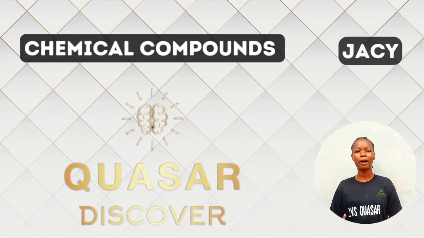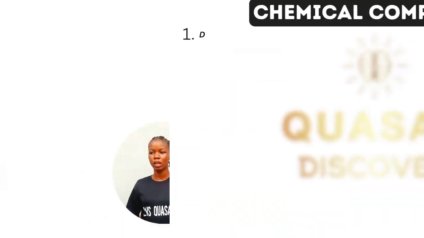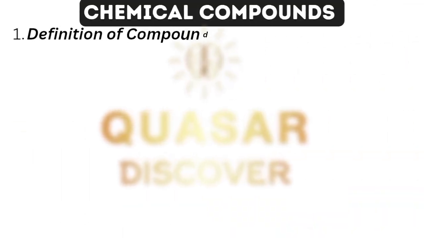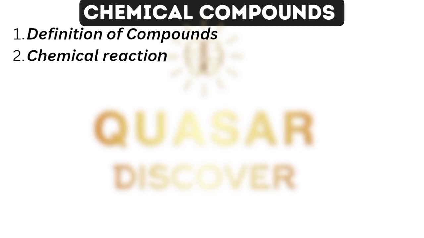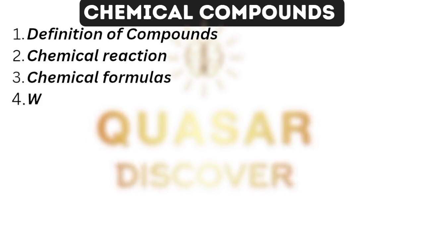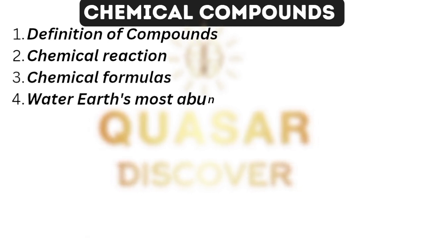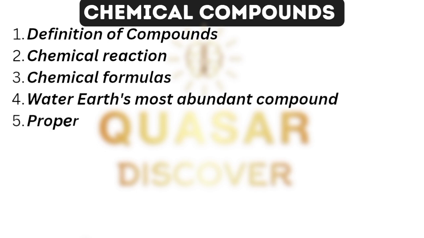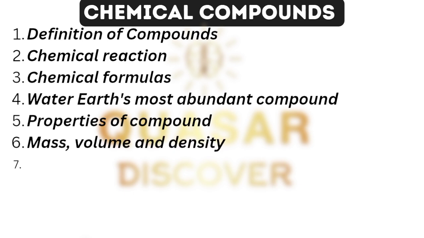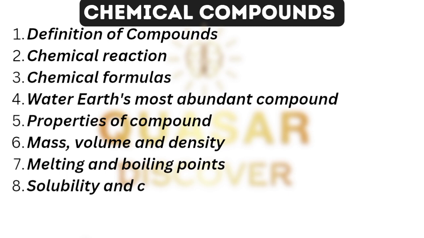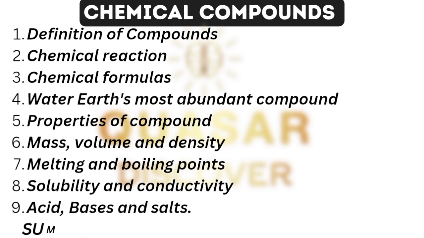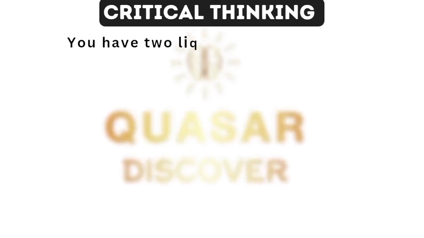Now, we will be talking about chemical compounds. Now, the topics. Definition of compounds. A chemical reaction. Chemical formulas. Water, Earth's most abundant compound. Properties of compounds. Mass, volume and density. Melting and boiling point. Solubility and conductivity. Acid, base and salt.